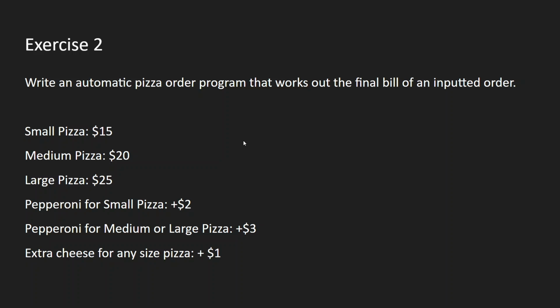Write an automatic pizza order program that works out the final bill of an inputted order. So these are the conditions. A small pizza will be $15, a medium will be $20, a large will be $25. And then pepperoni for a small pizza will be extra $2, but for a medium or large will be an extra $3. And then cheese will just be $1 regardless of the size.